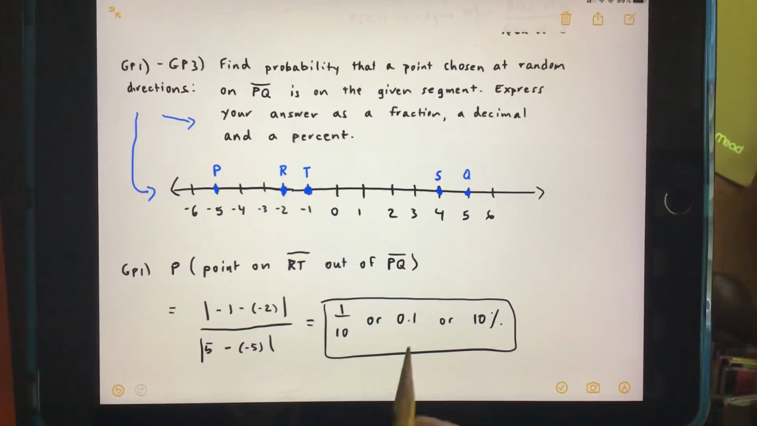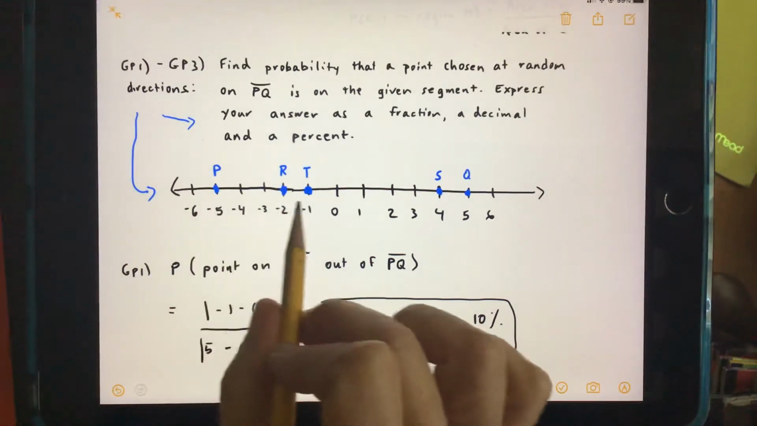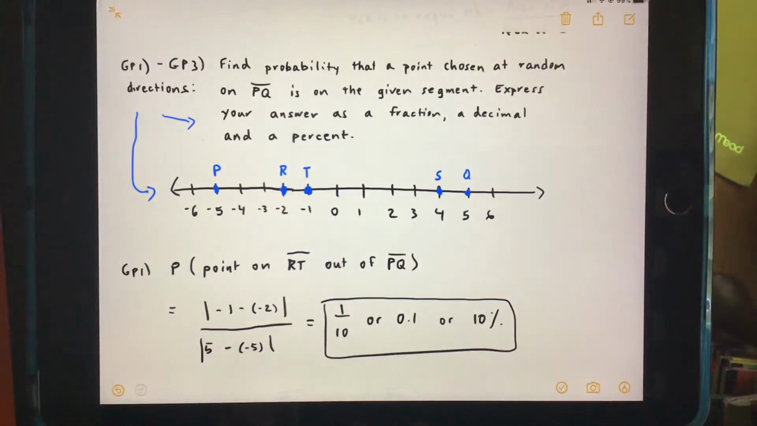1/10 is the same thing as the decimal 0.1, which is the same thing as 10%. So that gives you the 3 different forms to report your answer for the probability of picking a random point that would land right here between R and T, when it's possible to pick a point anywhere from -5 to +5. 1 out of 10 chances.